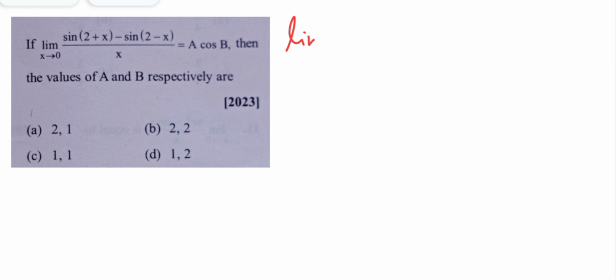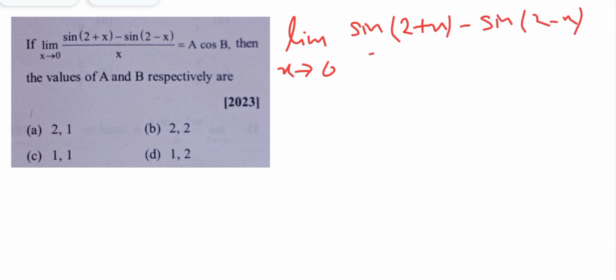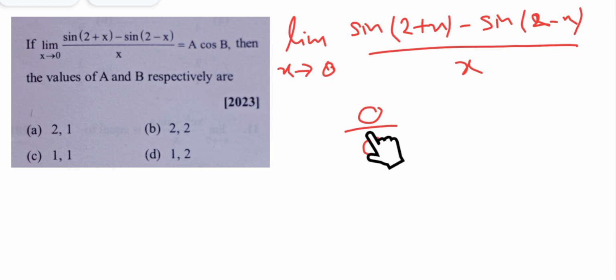So the limit is the limit as x tends to 0 of (sin(2 + x) - sin(2 - x))/x. If you put the value of x as 0 here, then this becomes sin 2 minus sin 2, because 2 minus 0 is also 2. So the numerator will be 0, and the denominator is also 0. So we will get the 0 upon 0 form, and obviously we cannot write the value directly. So how will we solve this? We will use L'Hospital's rule.